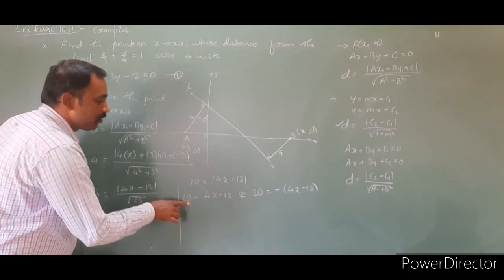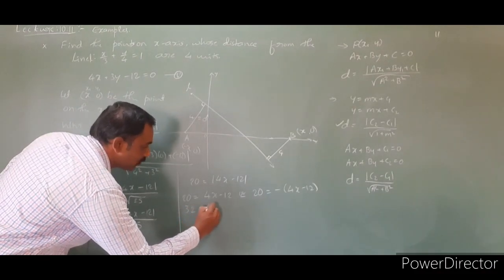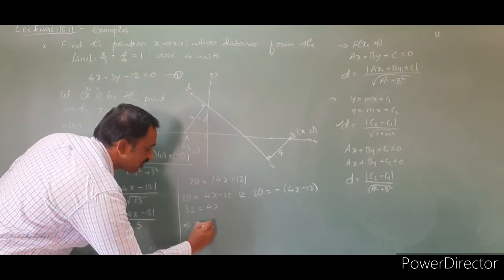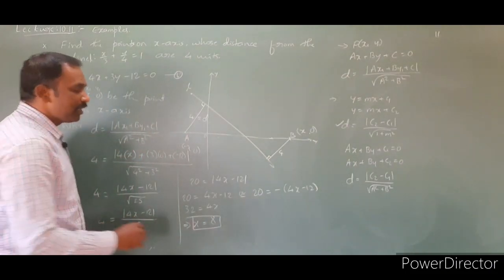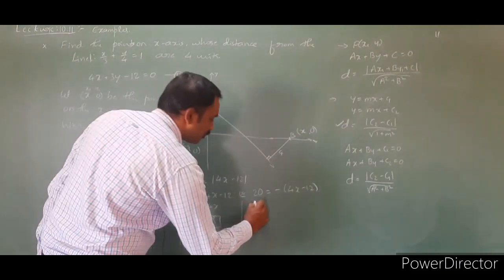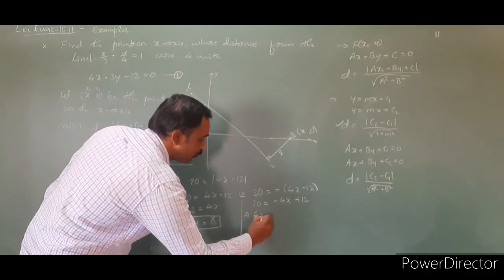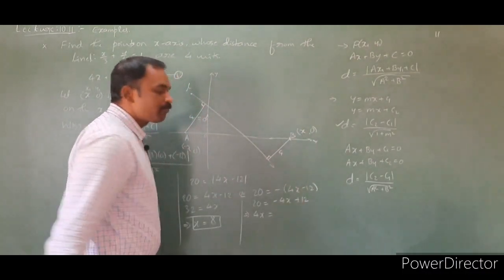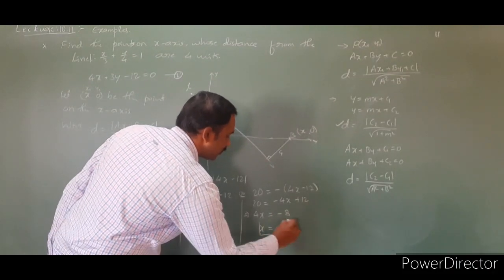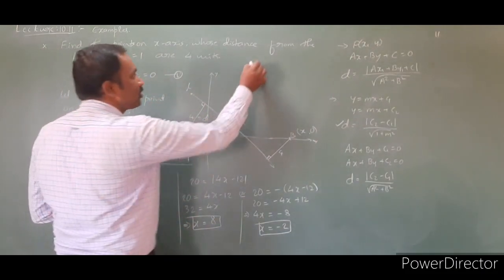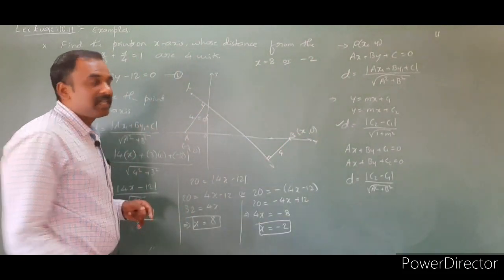Now simplify. 12 is taken to the left hand side, plus 12: 20 plus 12, 32 is equal to 4x. This implies x is equal to 32 divided by 4, that is nothing but x is equal to 8. Or one more value: 20 is equal to minus 4x plus 12. So this implies 4x is equal to minus 20 plus 12, that is nothing but minus 8. x is equal to minus 2. There we get the two values for x. What are the two values? One value is x is equal to 8, another value is x is equal to minus 2.